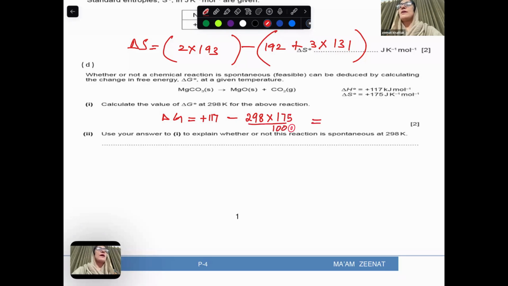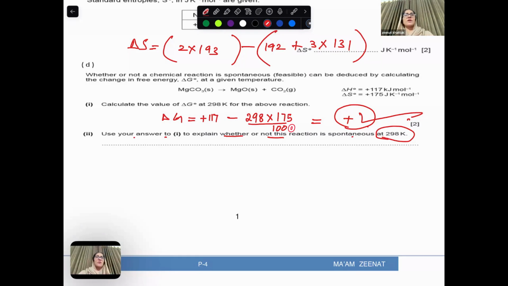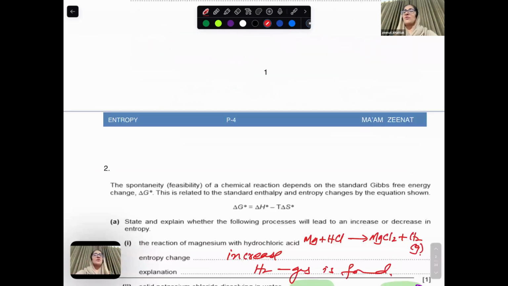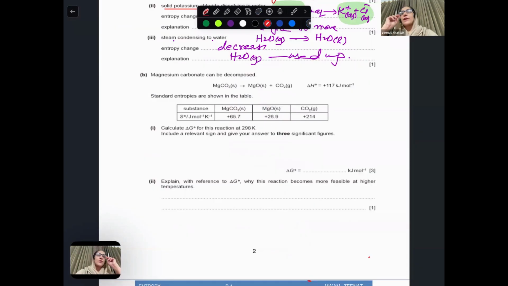Now, if my answer is something positive, I'm not calculating, this is your job. If I get positive, what they are saying, use your answer to explain whether or not this reaction is spontaneous at 298. If positive, not spontaneous. If negative, spontaneous at 298. And this is not the only question. There are many more questions. See? Okay, listen.